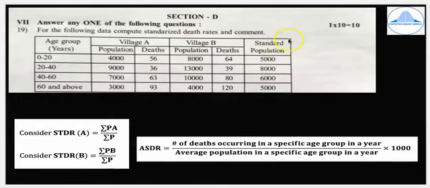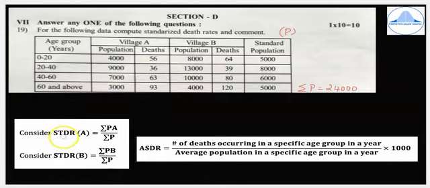Now the first step is to mark the standard population column as capital P, and you'll see that we will need the total of the standard population. So if you compute that, you'll get summation P is equal to 24,000. So it's very important that you mark the standard population as capital P. Now let us start with the solution.